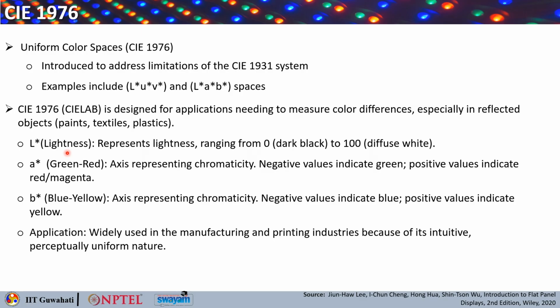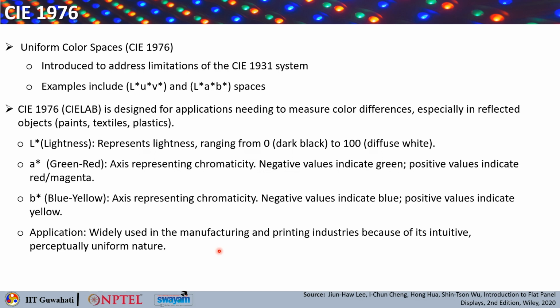Let us see what L star stands for. It is lightness, ranging from 0, which represents dark black, to 100, which represents diffuse white. Then you have A star, representing green to red. It is an axis that represents chromaticity. The negative values indicate green and the positive values indicate red or magenta. Then you have B star, blue to yellow. Again it is another chromaticity axis. The negative values represent blue and the positive values represent yellow.